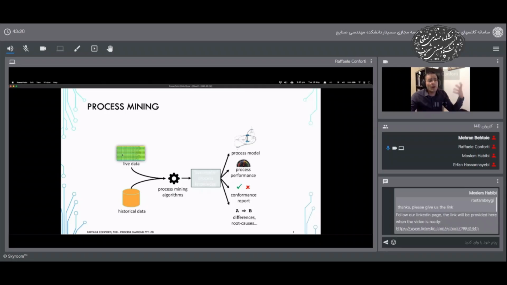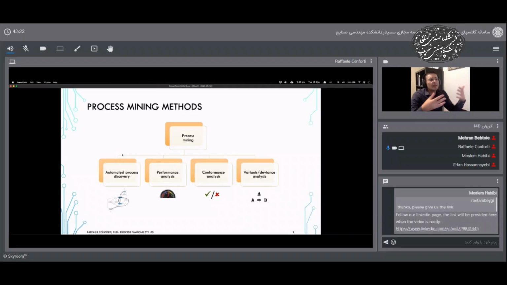And these four outputs basically can be categorized in four major groups of process mining. If we are trying to discover process models, what we are dealing with is automated process discovery. Then we deal with process performance analysis when we are focusing on the performance of our processes. If you are trying to identify if the processes are compliant or not, we tend to deal with conformance analysis. And if you are looking for root causes or differences between logs, normally we deal with variance and deviance analysis.